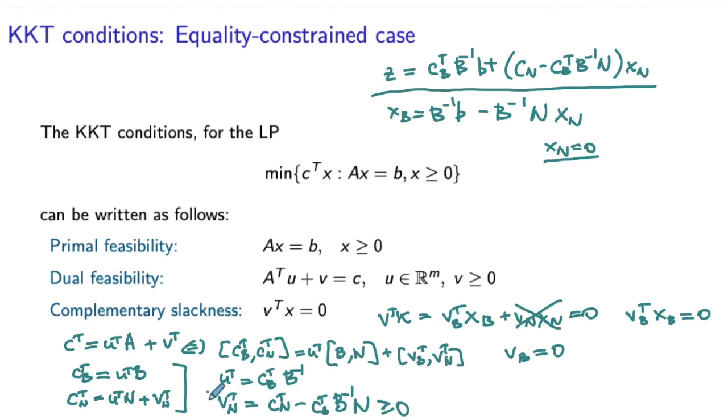So now we have this condition that we need to satisfy, right? Looking at what we have here, Cn transposed minus Cb transposed B inverse times N is exactly what we have in the basic feasible solution in row 0 of it. This is the coefficient for the non-basic variables, and we know that the non-negativity here is what we require in the simplex method optimality condition. So this was our stopping criterion for the simplex method.